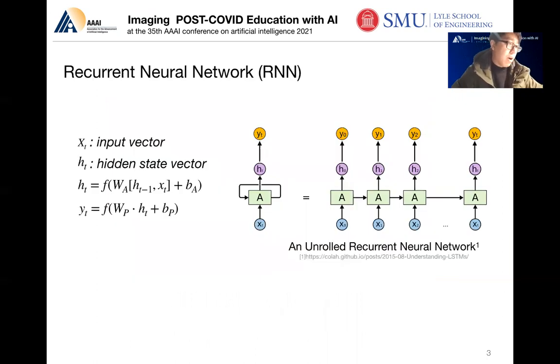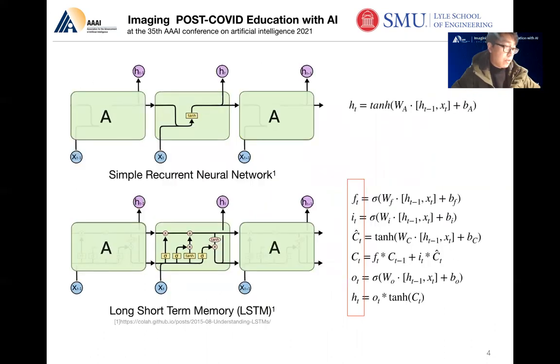But first, let's review some basic concepts. Recurrent neural network. A recurrent neural network differs from a feed-forward neural network by taking the current input as well as the previous hidden states. There are various kinds of recurrent neural networks. On the top, we have the simplest recurrent neural network, and on the bottom, this is a long short-term memory, or LSTM. There are three gates in the LSTM: the input gate, forget gate, and output gate. These three gates control what kind of information can be stored and what the output should be. Usually, LSTM performs better than the simple recurrent neural network.